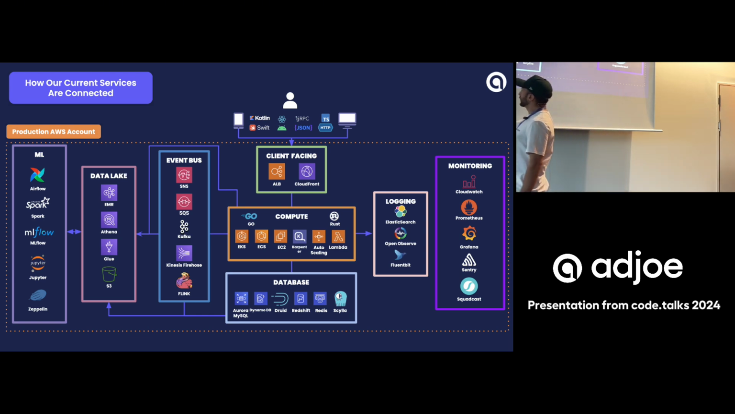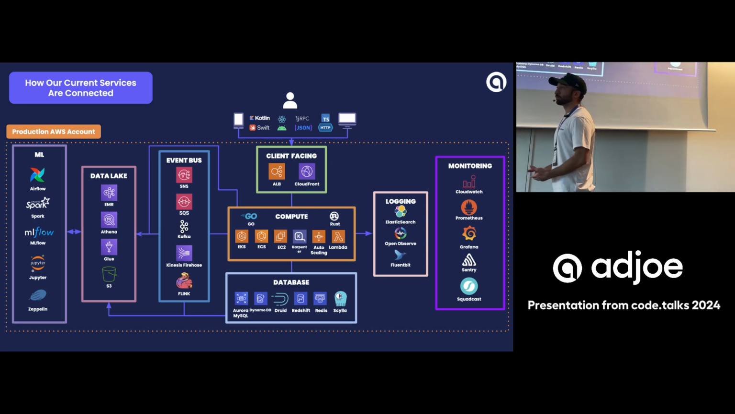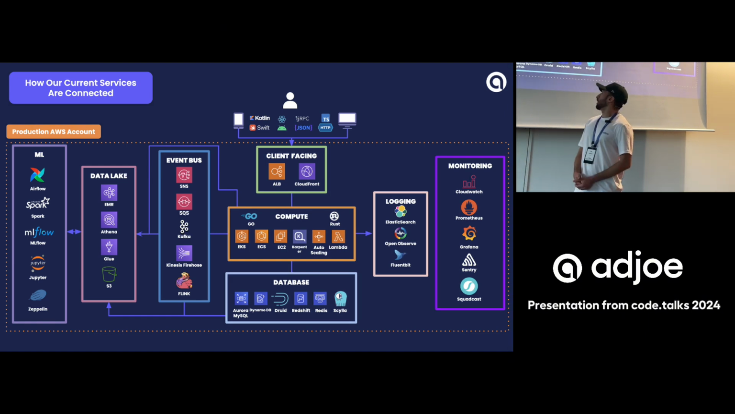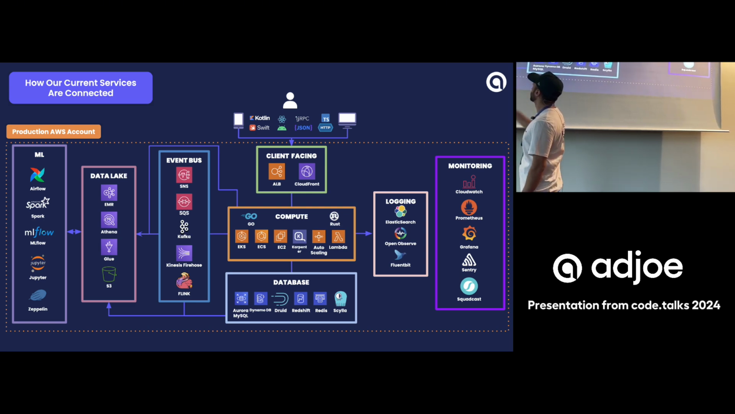For the data lake, we use S3 to store the Parquet files, and Glue for the metastore, to be able to use Glue crawlers to crawl the data. And we used to use EMR for our Spark applications, which is an AWS platform. And we still use Athena for querying the data lake.